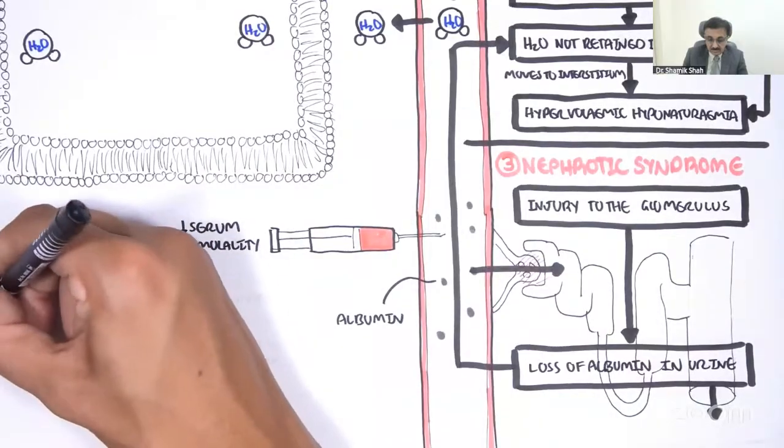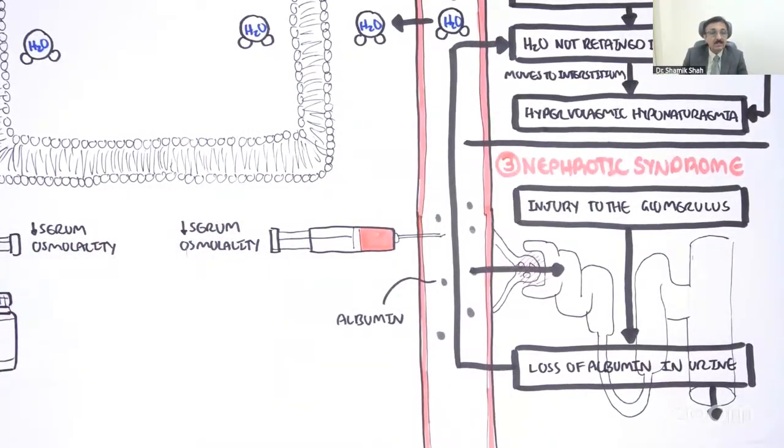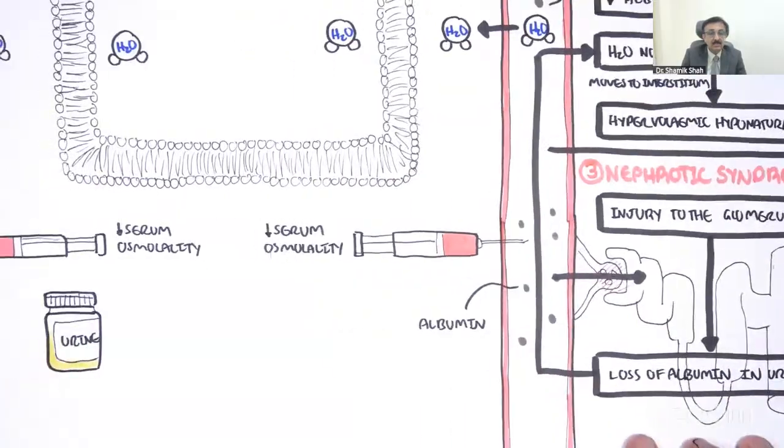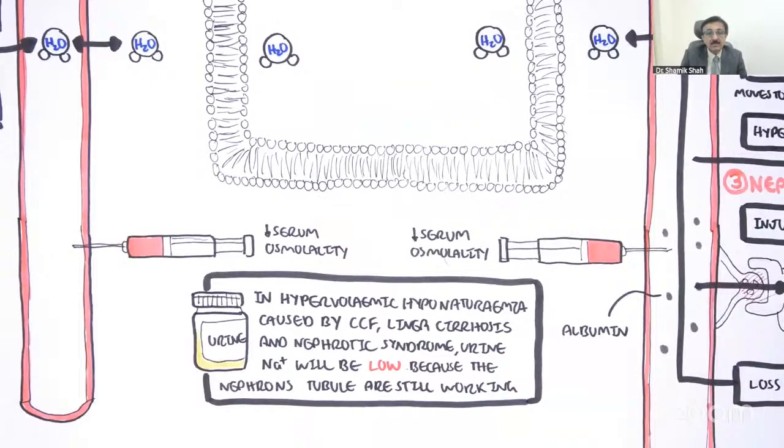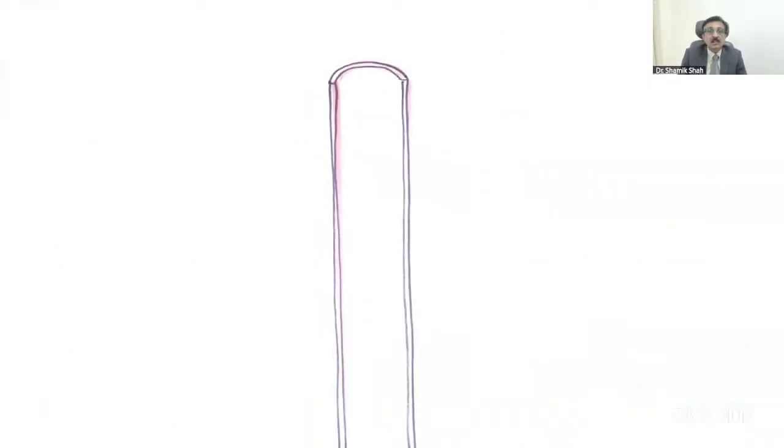Another important thing to remember is we have to look at the urinary sodium in all these conditions. So in hypervolemic hyponatremia caused by congestive heart failure, liver cirrhosis, and nephrotic syndrome, urinary sodium will be low, because the kidneys are essentially normal, and the kidneys are actively trying to retain the sodium which is being lost. So there will be little sodium which is excreted in the urine. So in all these conditions, the urinary sodium will be low.